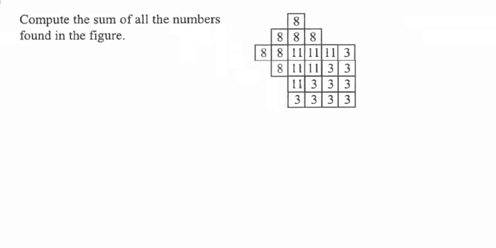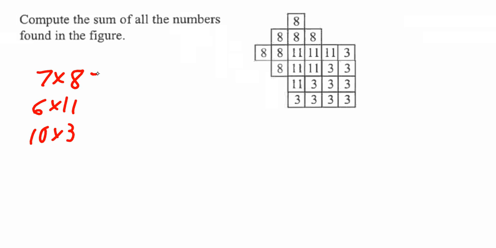Okay, so most of you got this one right, but if you didn't get it right, or if you're looking for just a faster way of answering this one, the best thing to do is just to count up how many 8s you see, how many 11s you see, and how many 3s you see. You're going to see that there are 7 8s, there are 6 11s, and there are 10 3s.